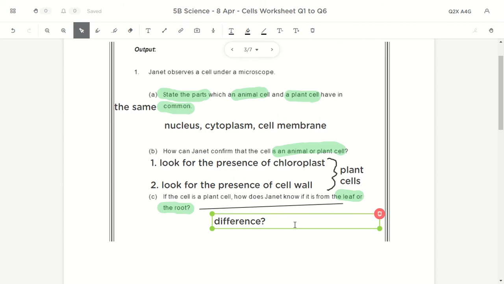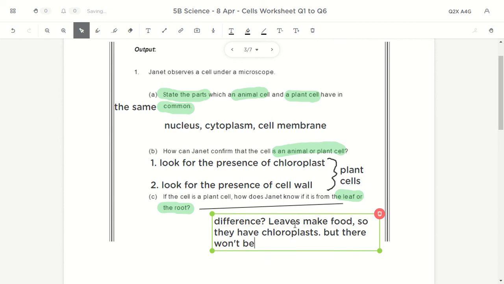Okay, if you think about it, you realize that leaves make food, so they must have chloroplast, or chlorophyll in a sense. But we talk about structure, so we talk about chloroplast. Okay, but there won't be chloroplast in the roots. There won't be chloroplast in root cells because they don't make food.